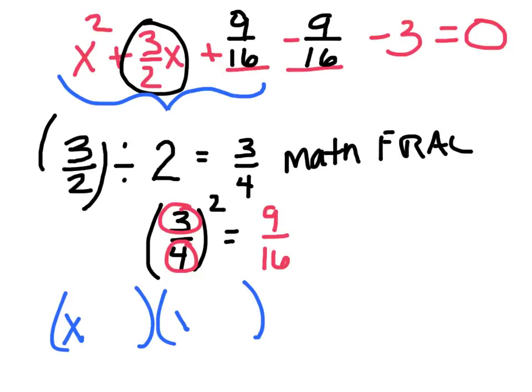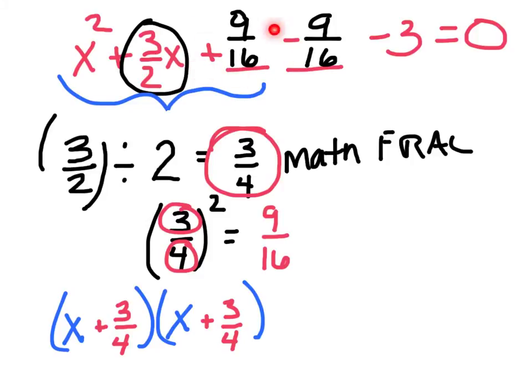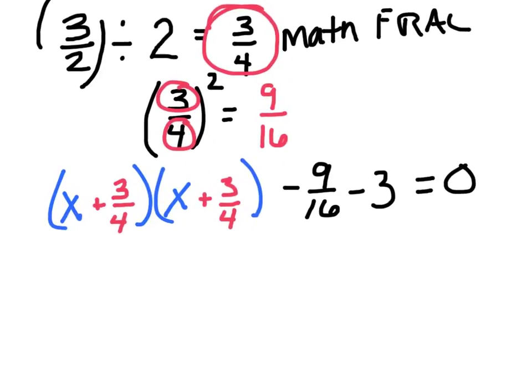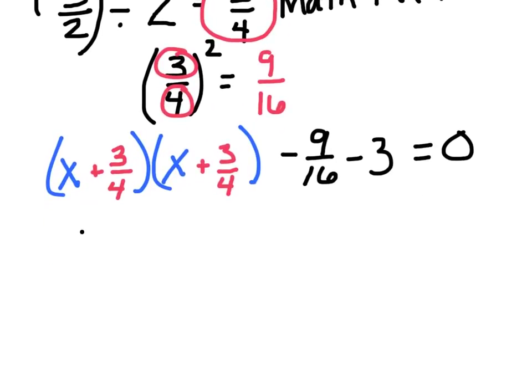All right, so I know it's x and x. Now remember, if you've paid any attention, it's always the number that you what? Square. It's always the number that you square. And the number I squared was 3/4. So I have to put my 3/4 in there. All right, how do you know if you're right? Well, you need a fraction that multiplies to 9 over 16. 3 times 3 is 9, 4 times 4 is 16. And then I still have my minus 9/16 minus 3 equals 0. So I can rewrite this as x plus 3/4 squared.